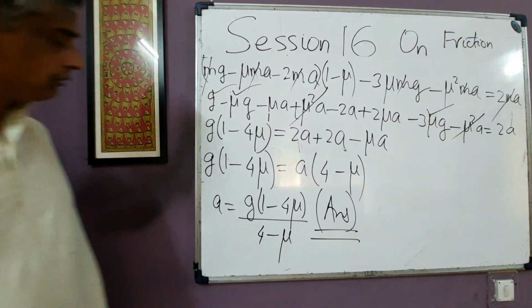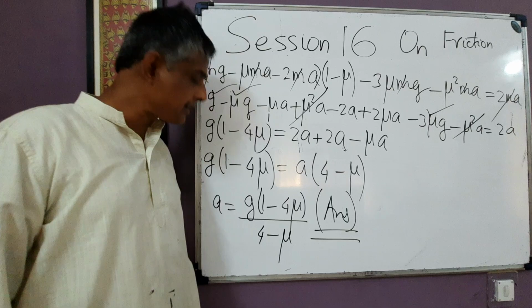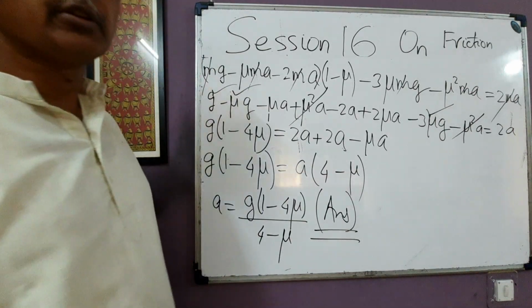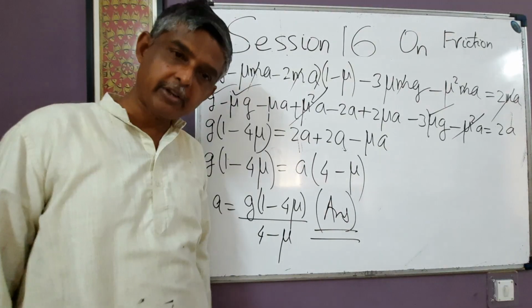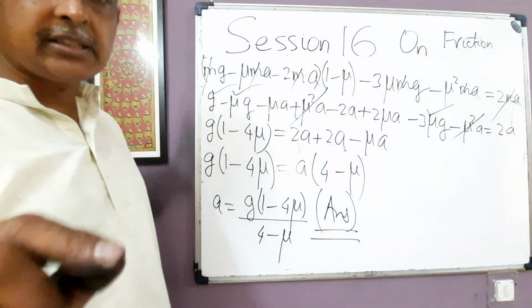So A is equal to g times 1 minus 4 mu by 4 minus mu, which is therefore the required acceleration of wedge with respect to ground after the system is released from rest. I hope it is perfectly clear. This is therefore the required answer. So I'll summarize it once again.